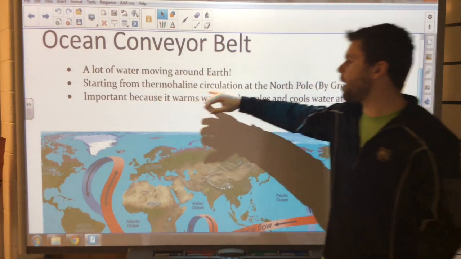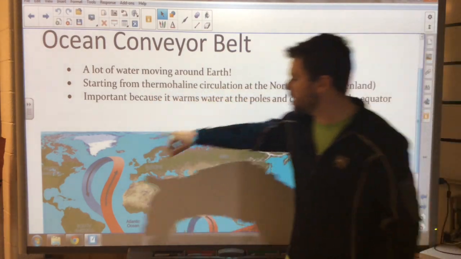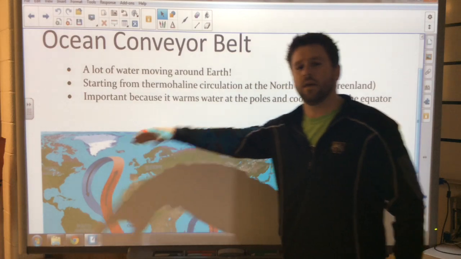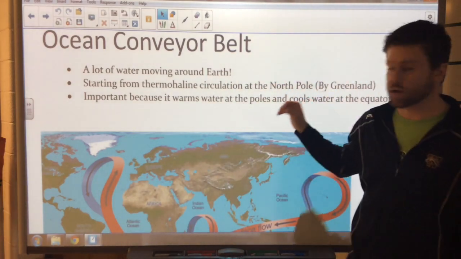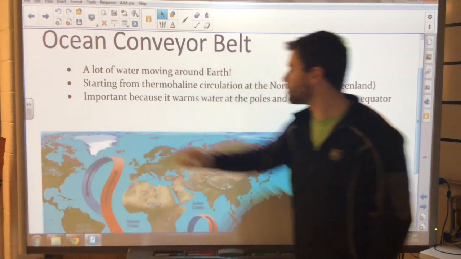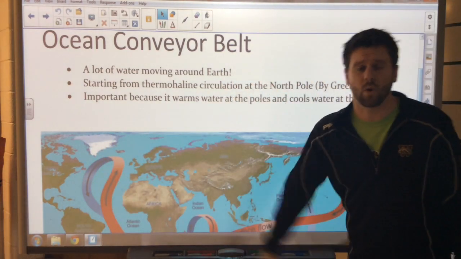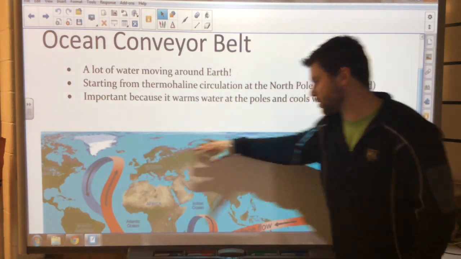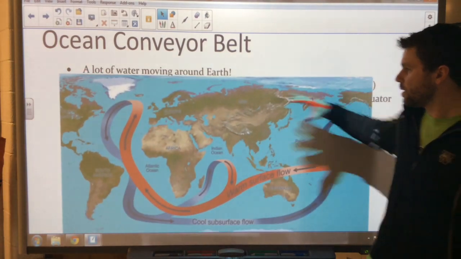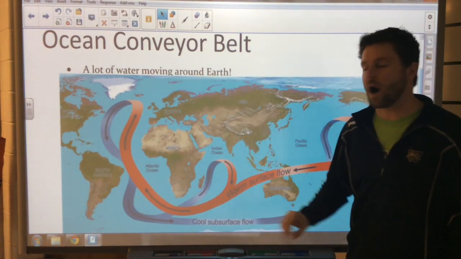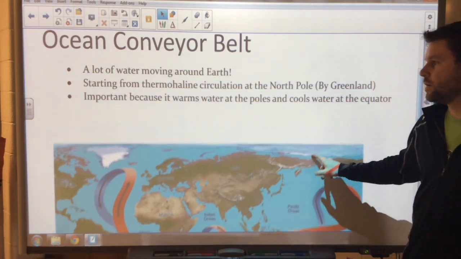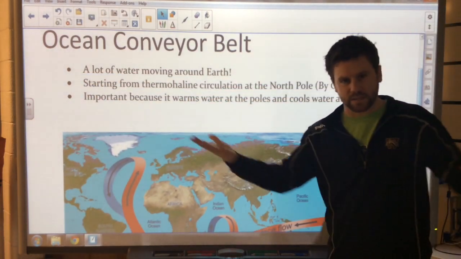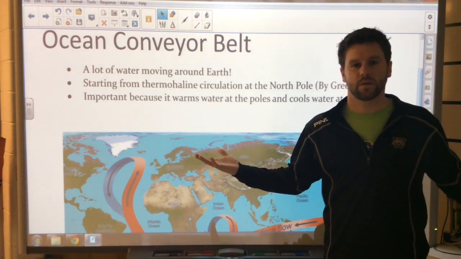And it starts from the thermohaline circulation. Thermo means heat. And so the circulation is starting at the North Pole, or by Greenland, which is right here. This is important because it warms the waters to the north and south. It warms those waters, and it also cools off the waters at the equator. So it kind of balances the Earth out.